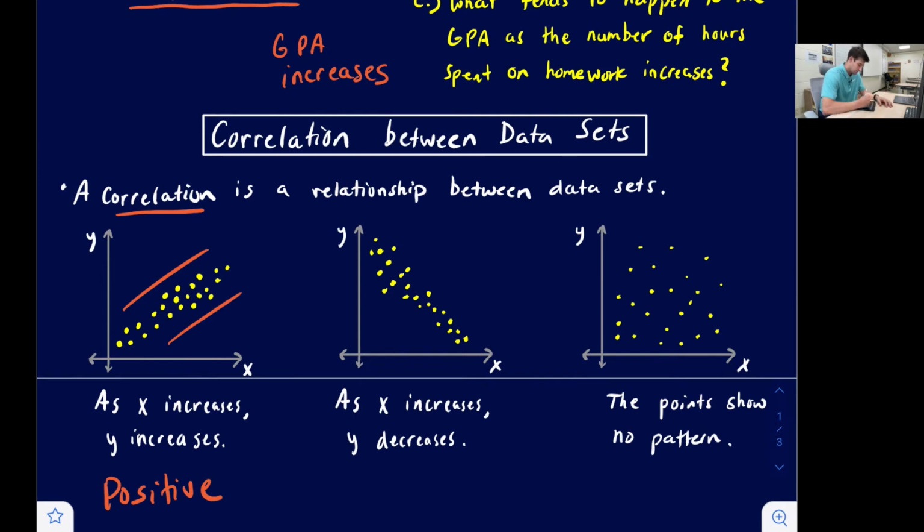Now on the second one, our trend is kind of going downhill from left to right. So as x increases, y decreases. We would call this a negative correlation. And if we look at the last one, there's really no pattern that we can see there. And so we would just say there is no correlation between those points. Okay, so that's what correlation is, positive, negative, or no correlation.